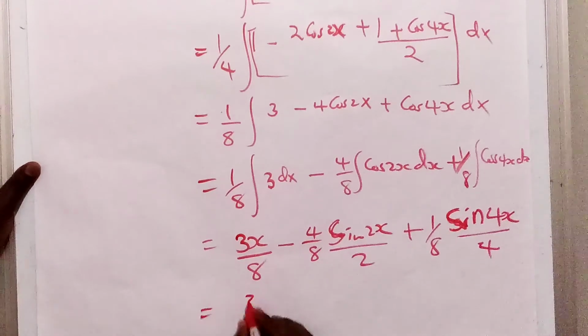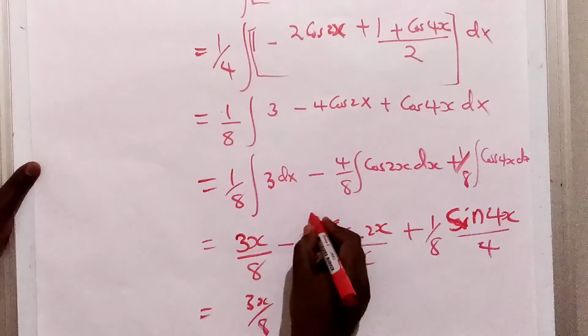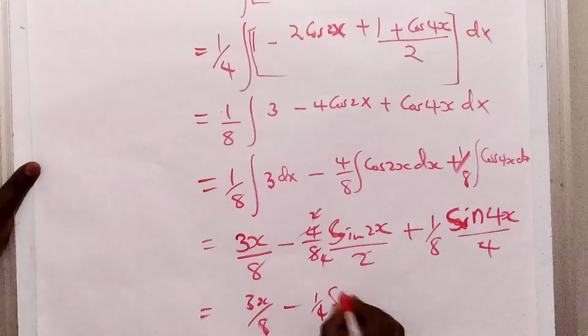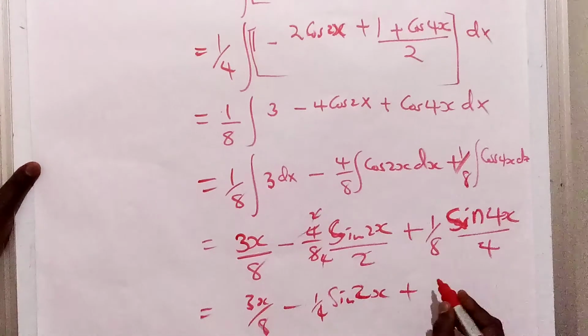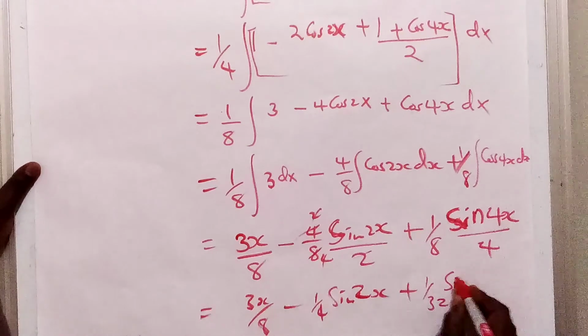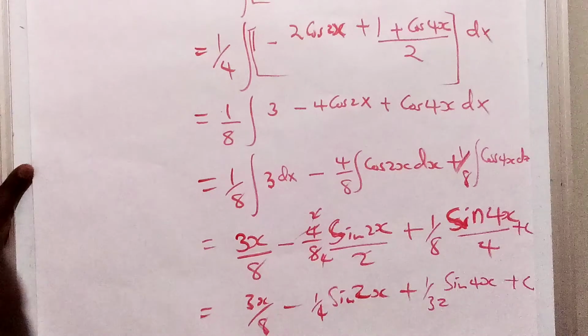So you should have 3x over 8 minus a quarter sine 2x plus 1 over 32 sine 4x plus a constant.